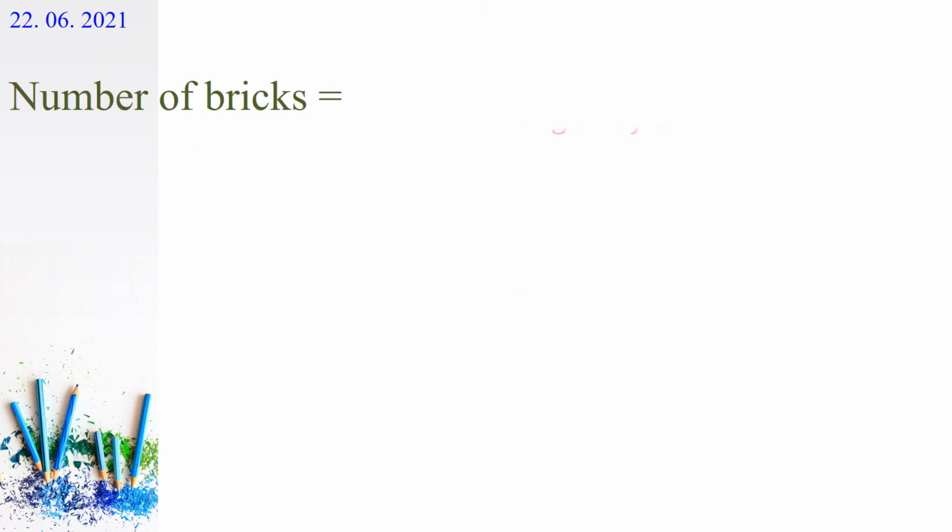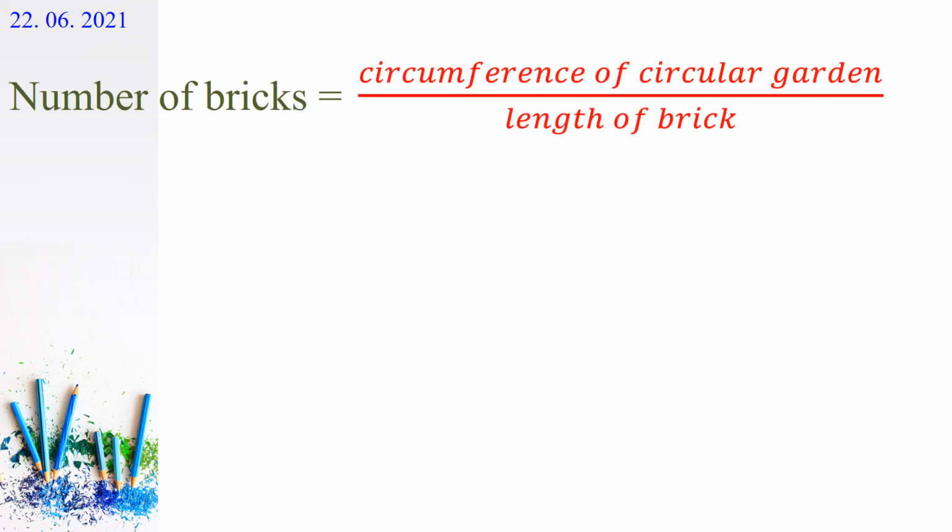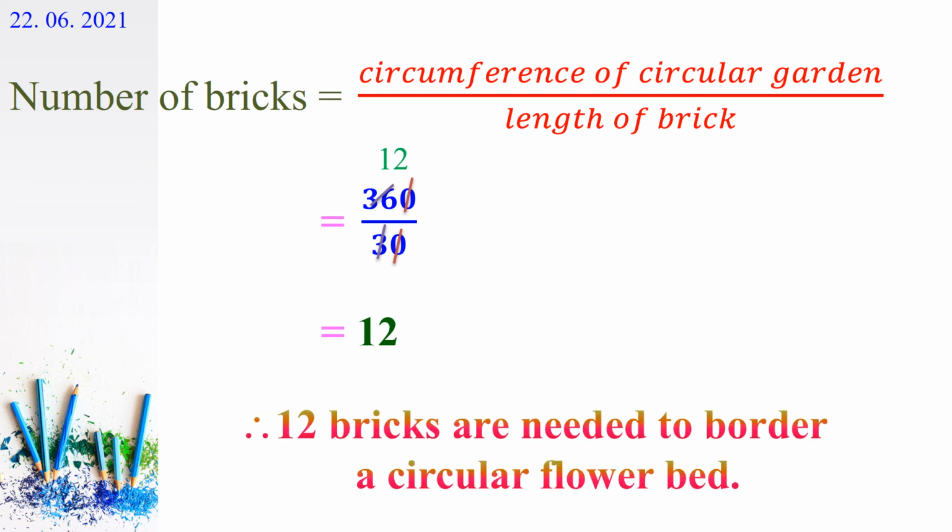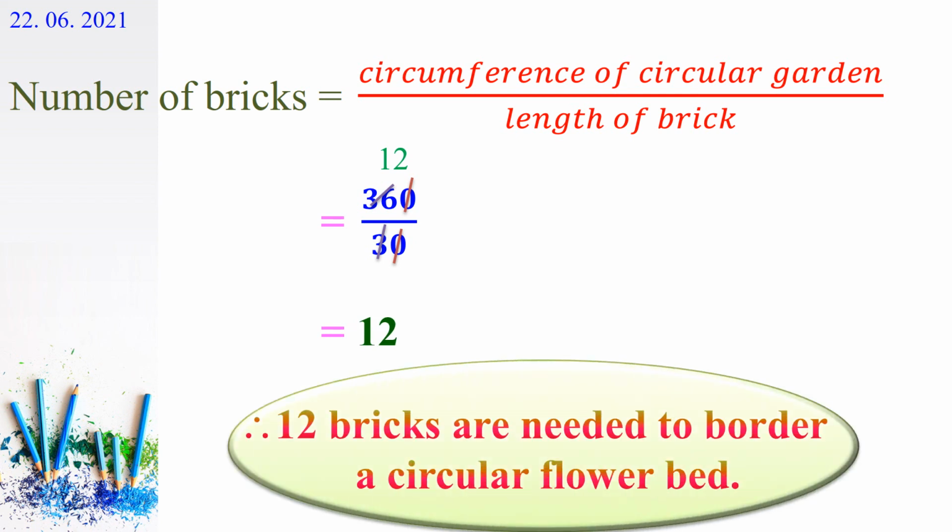Number of bricks is equal to circumference of circular garden divided by length of brick. We know very well that circumference is equal to 360 and length of brick is equal to 30. Let us substitute here. On substituting, we have 360 divided by 30. The zeros get cancelled. 36 divided by 3, we get 12. Therefore, 12 bricks are needed to border a circular flower bed.